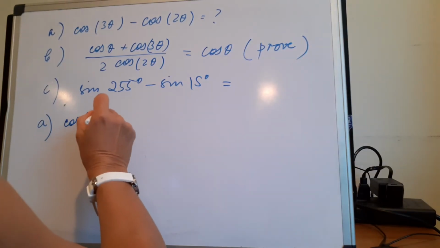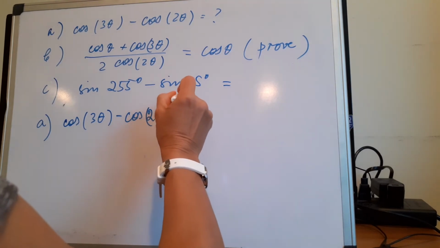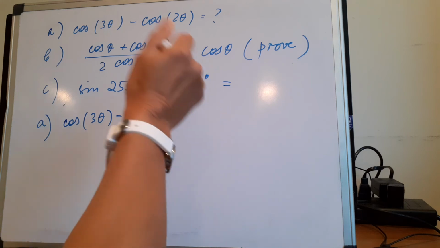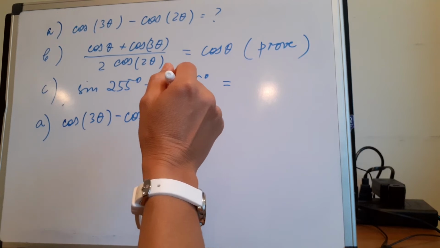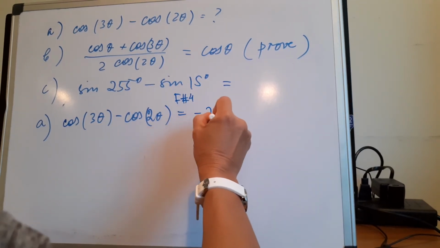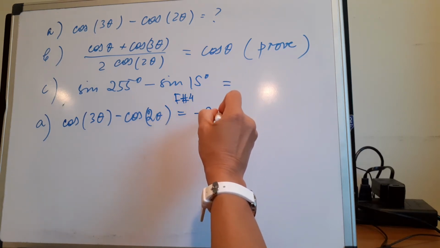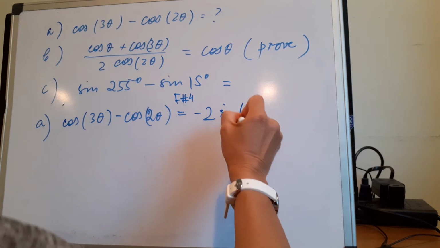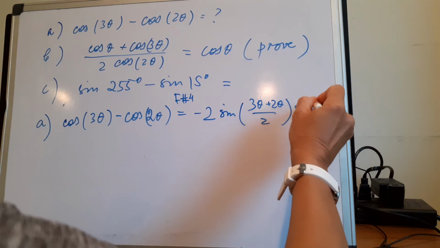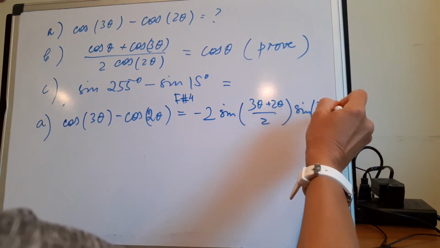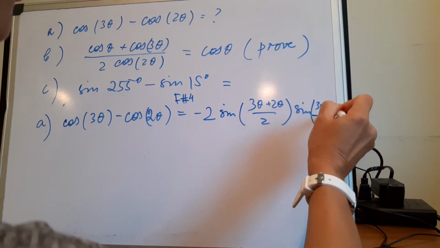Cosine of 3 theta minus cosine of 2 theta. Formula number 4. Okay, for formula 4, we are going to get minus 2, right? And it's going to be sine of the half sum by sine of half difference. So it's 3 theta plus 2 theta over 2. And the sine of 3 theta minus 2 theta, sorry, over 2.